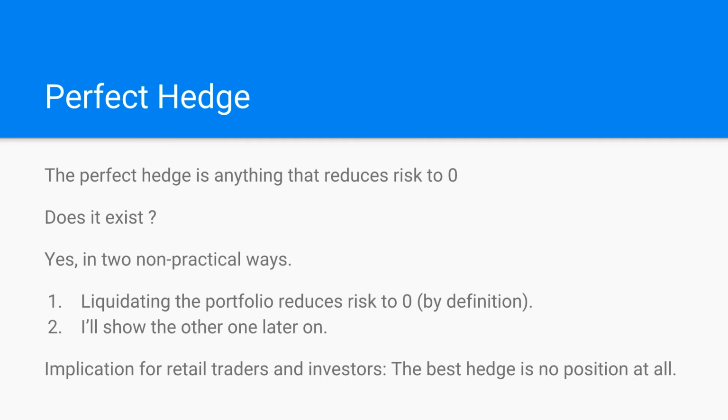There is a second way that is very mathematical that I'll talk about in a bit. But again, the fact that it exists mathematically doesn't mean that it can be exploited in real life. The takeaway for you as a retail trader and investor is that the best hedge is not having a position. That's the best hedge. And just keep it in your mind: if you feel desperate for a perfect hedge, it's a great sign that what you need to do is to trim or liquidate your position.